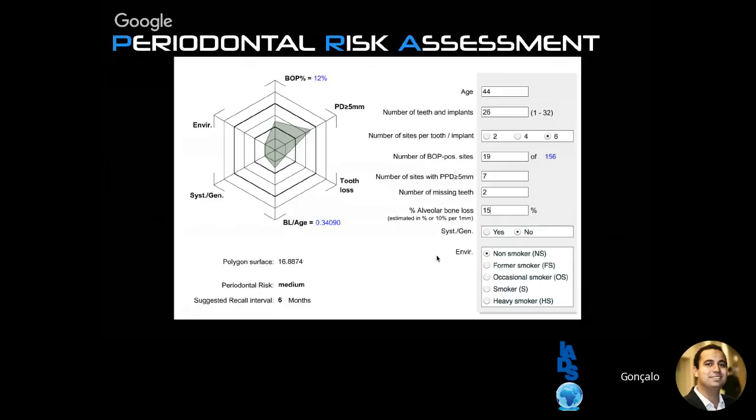Of course, when we have periodontal patients, they are not all the same. Some patients have higher risk compared to others, so it's important to see what the recall visit should be for each patient. In this case, it was a patient of medium risk, so the suggested recall is every 6 months. But in other cases, when they have high susceptibility, the recall visits should be every 2 or 3 months. This is a tool that we always use to classify our patients.